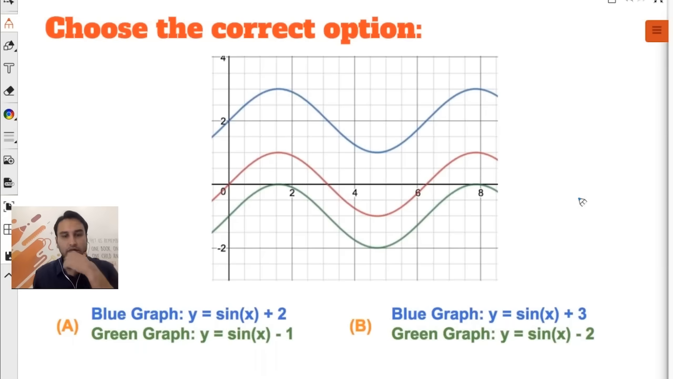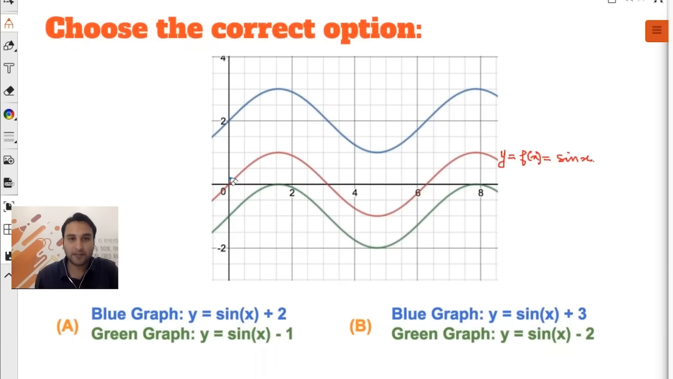Can you guys tell me? Look at this carefully. Now I am introducing the sine graph because the concept that we have learned can be applied to all the graphs possible. So to illustrate, I have taken a sine graph. Can you tell me which equation represents the blue graph and which equation represents the green graph? See carefully. A or B? You can ping your answer in the comments.